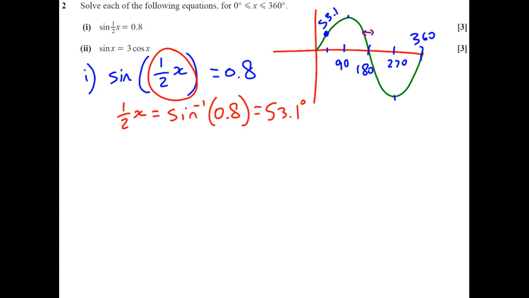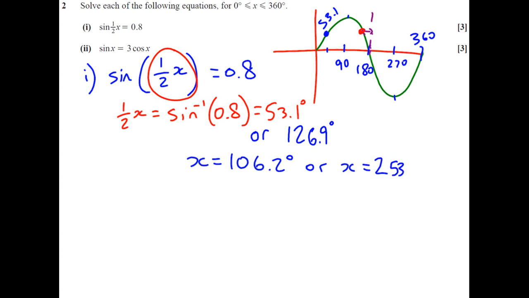Because the sine graph is symmetrical, we can go this distance again away from 180. So the corresponding answer here is going to be 180 minus 53.1, so 180 minus answer, 126.9 degrees. But remember, that is for a half x. So you need to times by 2 to get your two answers: x equals 106.2 degrees or x equals 253.7 degrees, or 253.8, depending how you want to round.